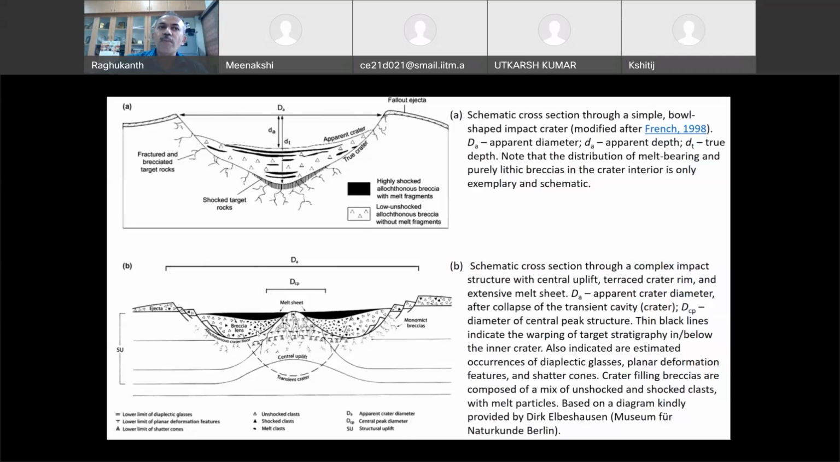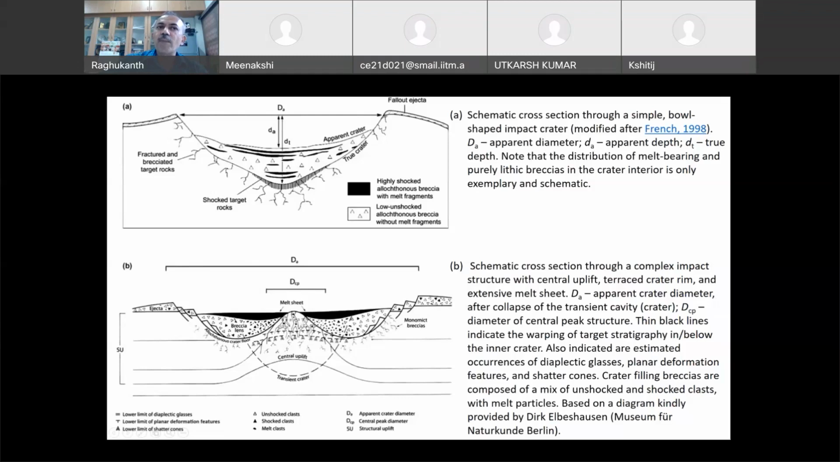And of course, this is a complex crater, which means once the crater forms, the central portion rebounds back, and you will see this type of peak in the crater. And then you will see these huge walls collapse due to gravity.